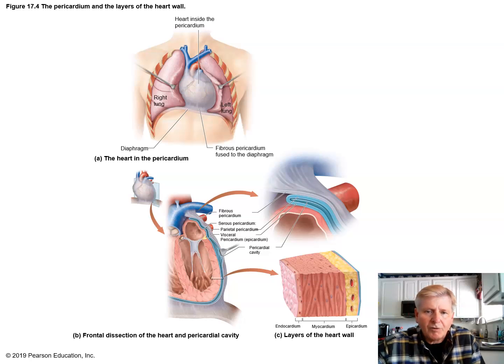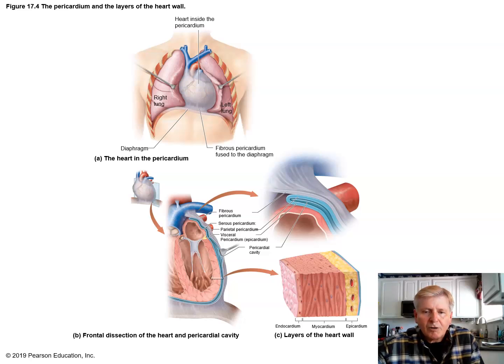So the outer wall of the heart is called the fibrous pericardium. That's what you see in figure A. It's that tough connective tissue layer that anchors the heart to the surrounding structures like the diaphragm, and most of this is just dense, irregular connective tissue. That's referred to as the fibrous pericardium. In Figure B, you can see a detail of the fibrous pericardium covering the other two membranes, the visceral and parietal pericardial membranes.